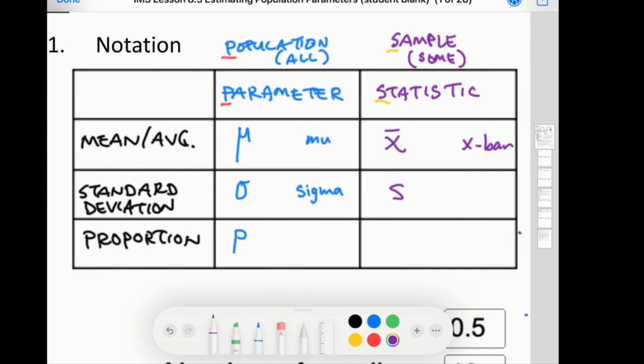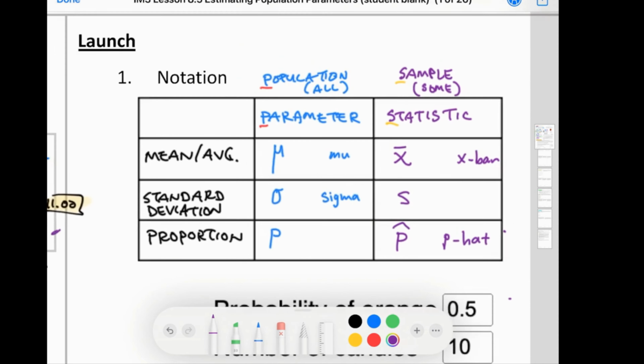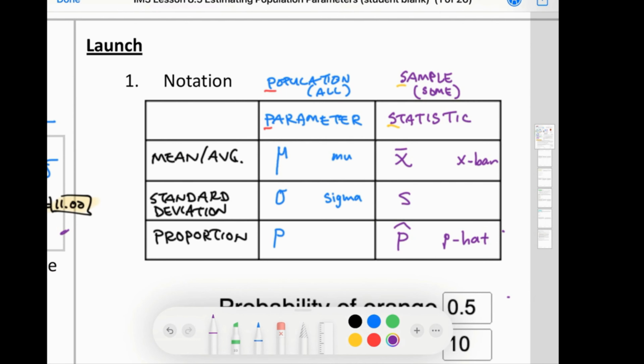Okay, this one's kind of funny. A proportion is the same thing with a P, but to show that it's a sample, we put a hat on it. And we actually call this P hat. Not fat, P hat. And so that is our notation. Okay? All right.